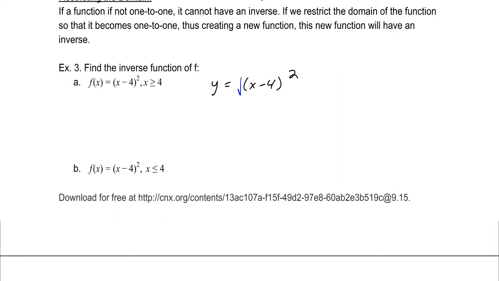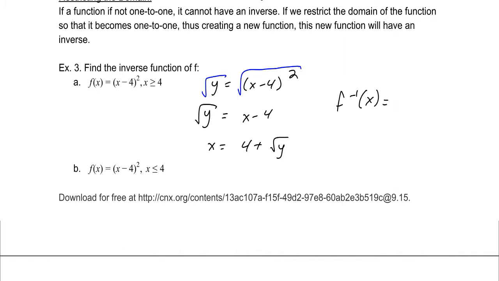And taking the square root, I get square root of y equals x minus 4. Then I'll add 4 to both sides, so x equals 4 plus the square root of y. So f inverse of x, I'll write it in terms of x, is 4 plus the square root of x.